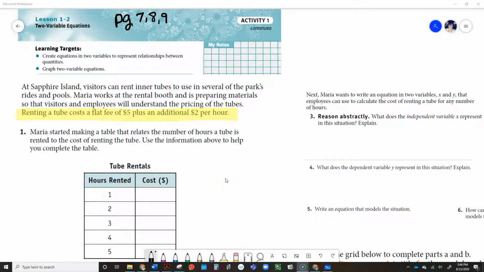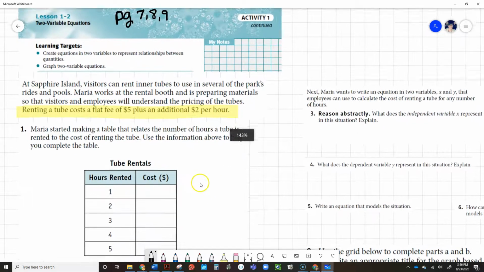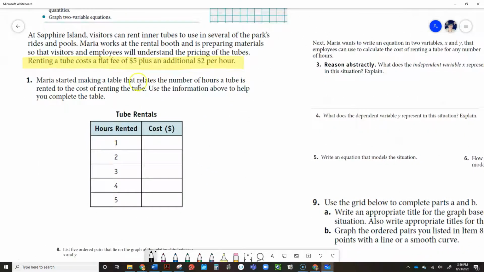So Springboard likes to use a lot of words. All you're going to be given when you start doing your assignment is information like this sentence. You're renting an inner tube. It costs a $5 flat fee plus an additional $2 an hour. So they want to know, can you make a table of how much it's going to cost based on the number of hours that it's rented? So that's the first thing that we're going to do.